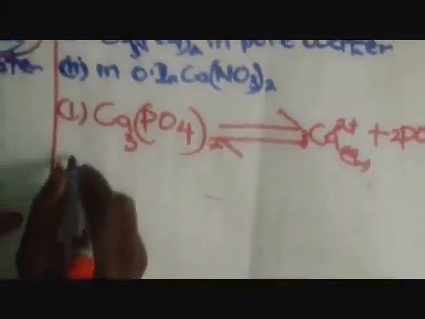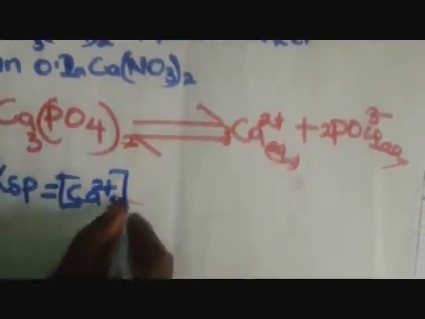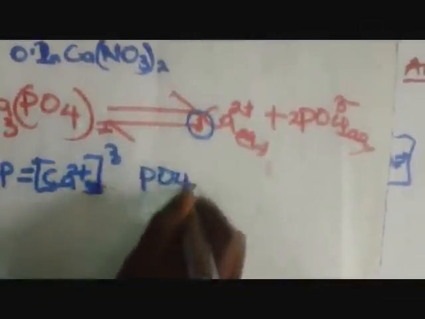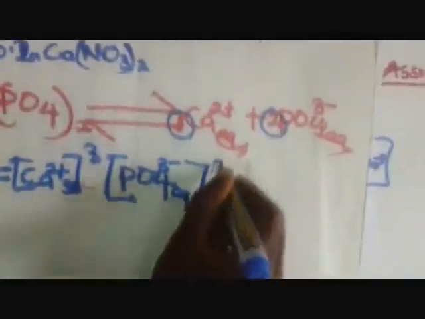Similarly, we are going to write now the Ksp expression. So we shall write our Ksp expression. Our Ksp expression now is going to become Ksp is simply equivalent to the concentration of calcium ions, but this time they are powered by 3. We are putting a 3 as our power. Then times concentration of phosphate ions, and then we are going to also raise to a power of 2 there.